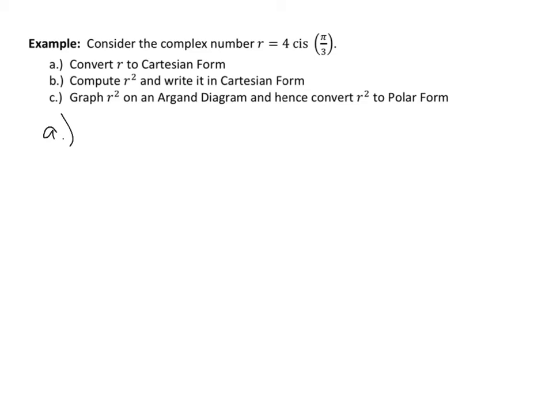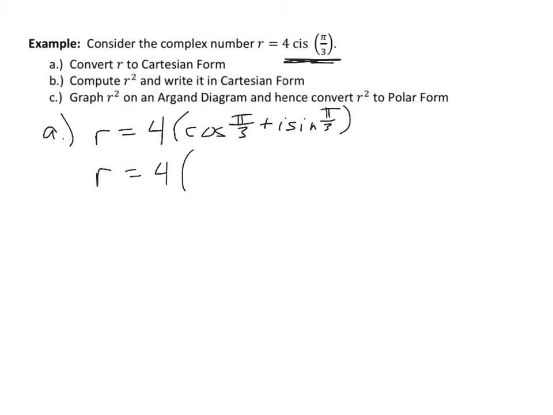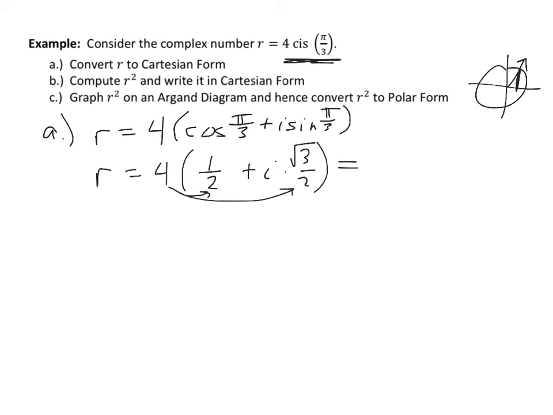So remember, what this means is that our complex number is 4 times cosine pi over 3 plus I sine pi over 3. So converting this into Cartesian form really just means doing this. So I've got 4 times the cosine of pi over 3. Pi over 3 is the high one, so the cosine would be a half, plus I times the sine of pi over 3. Again, we're thinking about our unit circle. Pi over 3 is up here, so sine's the tall one. That's the square root of 3 over 2. So when I distribute the 4 into this, I'm going to find that r is 2 plus 2I root 3.